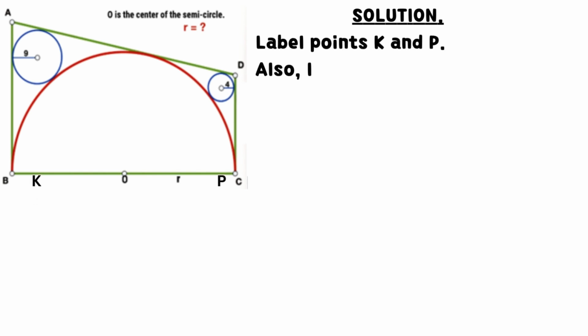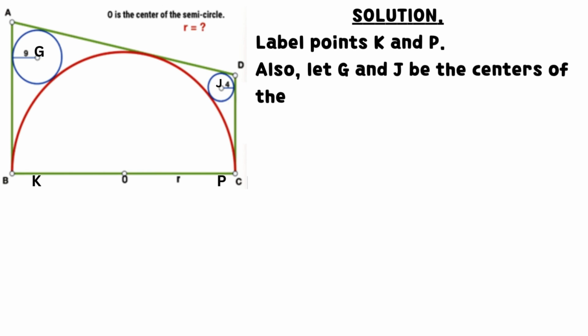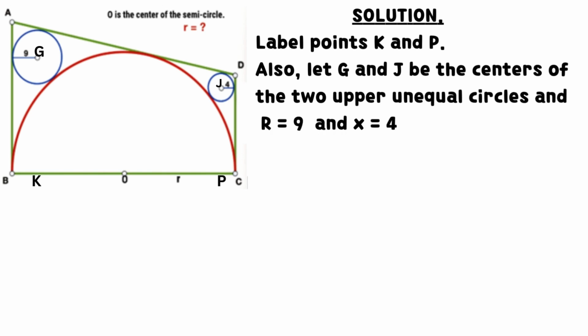Label points K and P. Also, let G and J be the centers of the two upper unequal circles, and let R equal 9 and X equal 4 be their radius, respectively.